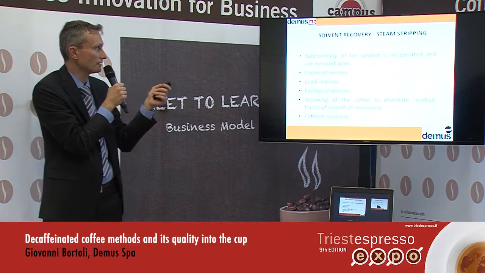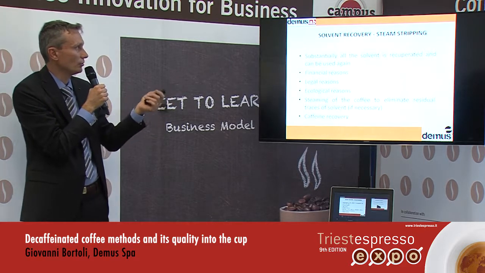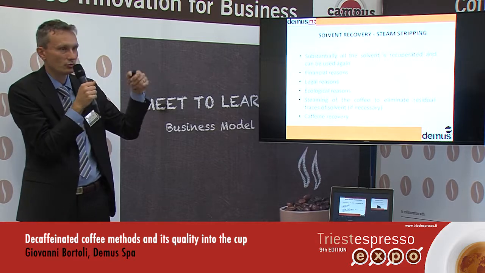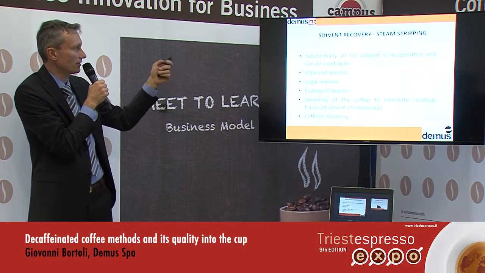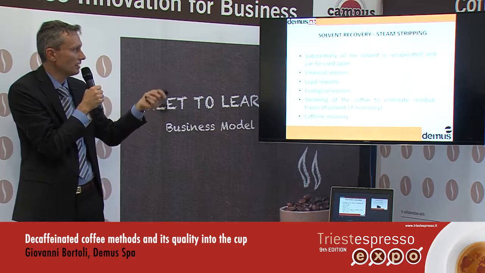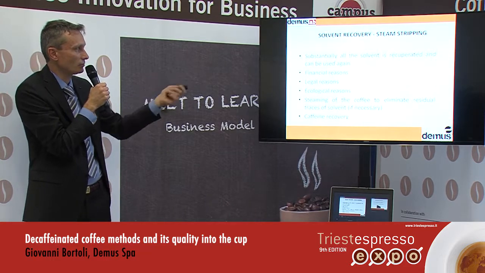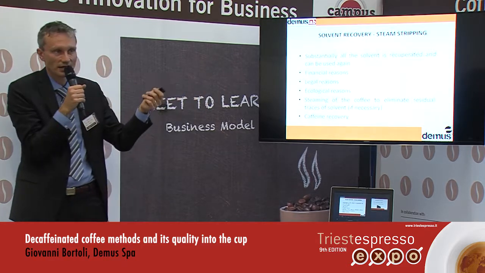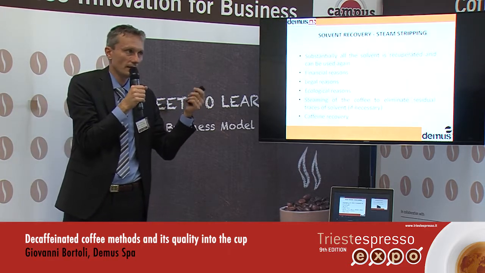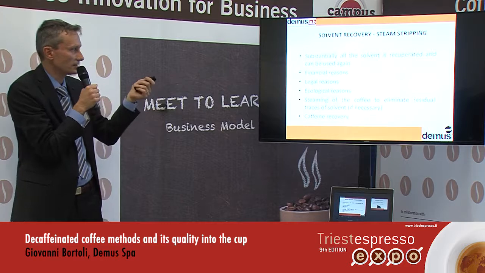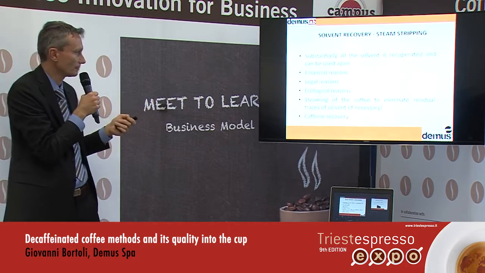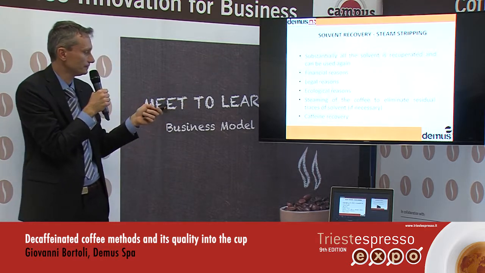Then there is the solvent recovery. So all the solvent is recuperated and can be used again for financial, legal, and ecological reasons. And then there is the steaming of the coffee to eliminate the traces of solvent if necessary, if there is a low limit set for a maximum level of solvent in the coffee. And then the caffeine recovery.